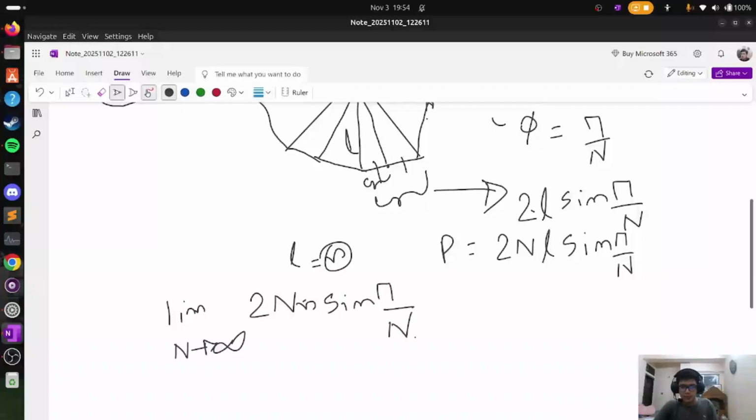Now we need to solve this limit. So this is a very interesting thing here. Suppose the pi by n, which was phi, we're going to take it as x. The angle x is equal to pi by n. I'm taking phi as x now, for my convenience. So here we can say that n is equal to pi by x, right? n is equal to pi by x.